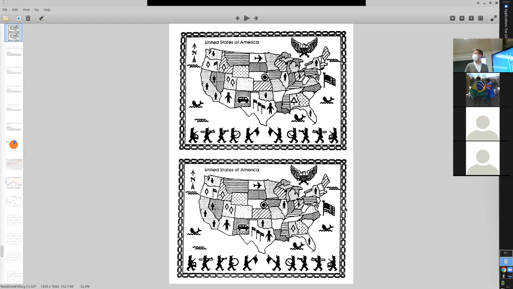Anyone else? Zach? Yeah. The flag is the opposite way in Oregon. Oregon, yeah, the flag is flipped around. Yeah, good call. Anyone else? Mecca. This is fun.